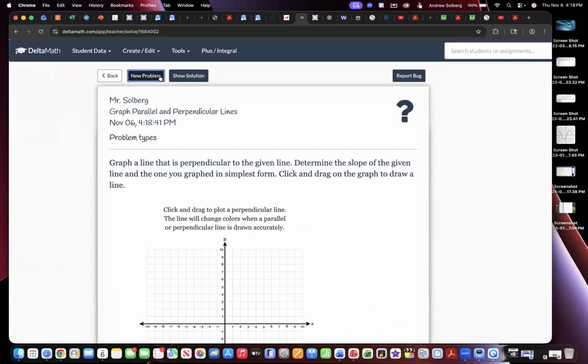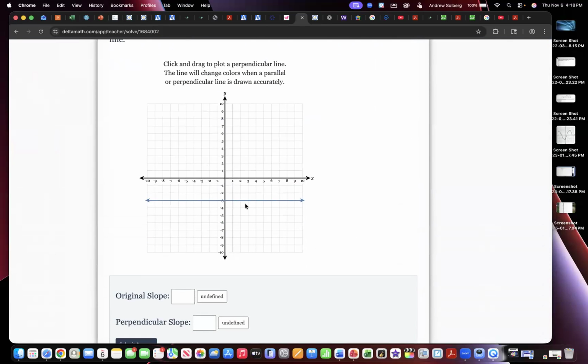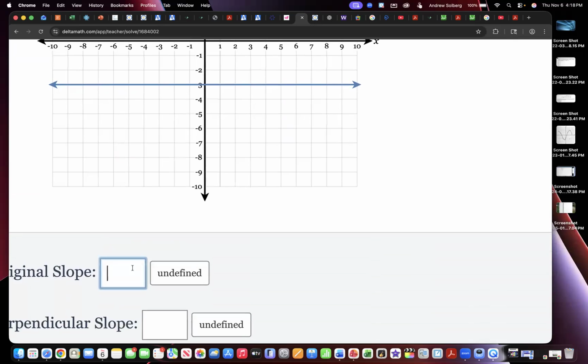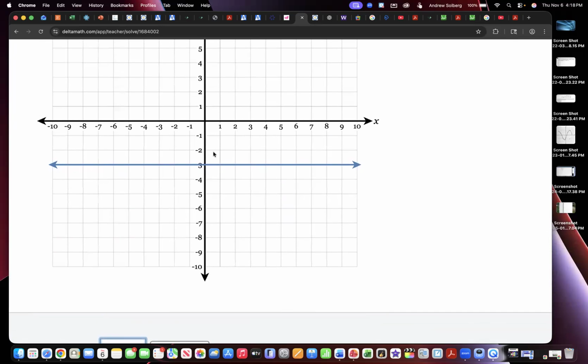Okay, do you want to talk about horizontal and vertical? I think these might give you some horizontal and vertical lines. So here, a horizontal line has a slope of 0 because it's flat. If I want a perpendicular line to make that right angle, I would need a vertical line. I have to go straight up and down.